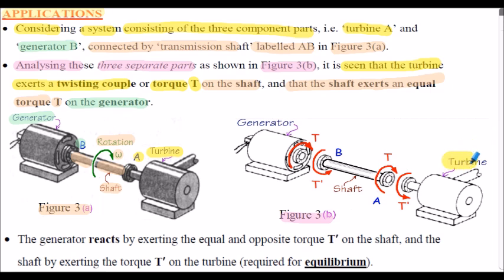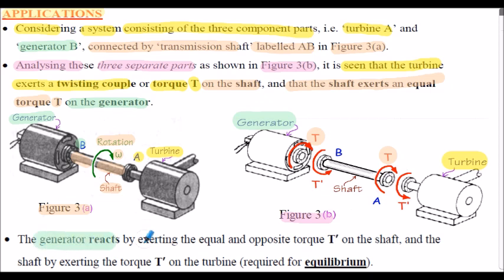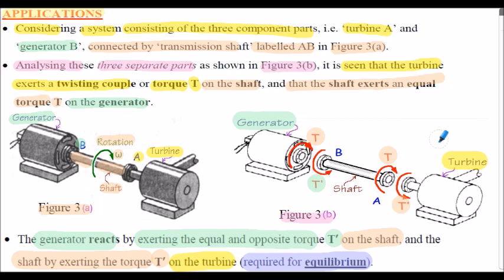So the turbine exerts torque T on the shaft. Notice the direction of torque T is the same direction as omega, angular velocity, and the shaft exerts torque T on the generator. And the generator reacts by exerting an equal and opposite torque T dash on the shaft, and the shaft by exerting the torque T dash on the turbine. These are required for the equilibrium condition. So here's the reactive torque T dash from the generator on the shaft, and here's the reactive torque T dash from the shaft on the turbine.